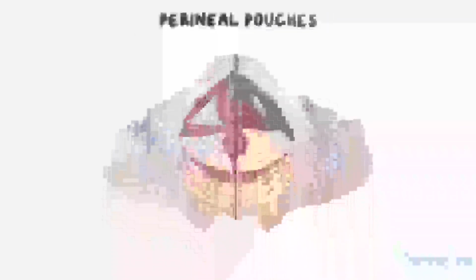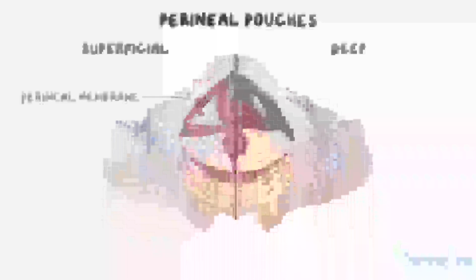Within the urogenital triangle are the perineal pouches, which are two spaces or compartments called the superficial and deep perineal pouches, separated by the perineal membrane. Let's start with the superficial perineal pouch, which lies between the perineal membrane and Colles fascia. The contents of this pouch differ between females and males.